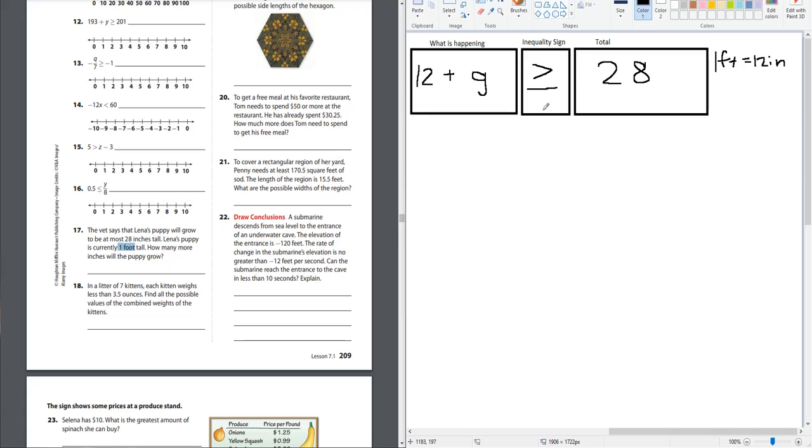So now that I've gotten this, I need to solve it. So I have 12 plus G, 28. If I'm solving inequalities, I just need to make my variable alone. So this 12 needs to go. Originally, this 12 was adding, so now I have to subtract. So G is greater than or equal to 28 minus 12, which is 16. I didn't have to multiply or divide, so I don't have to worry about my special rule.